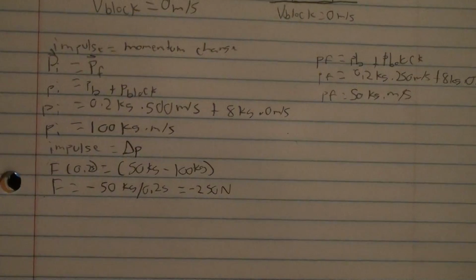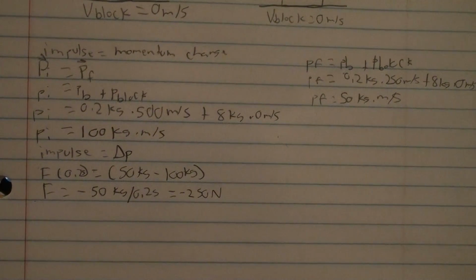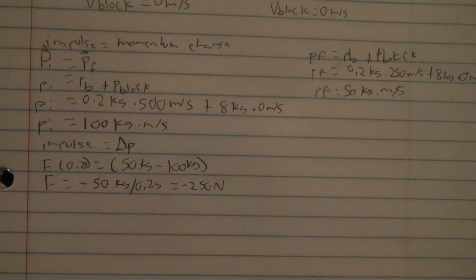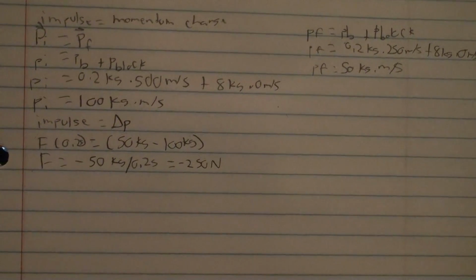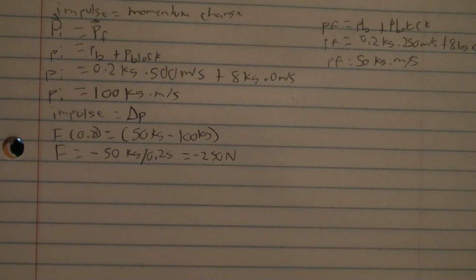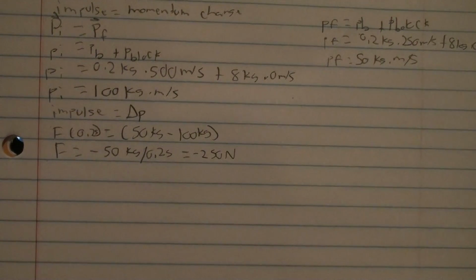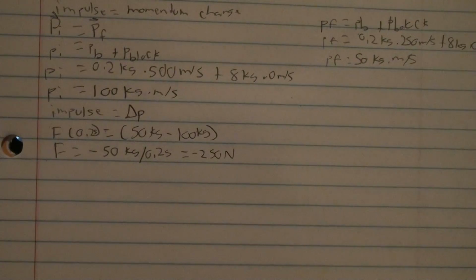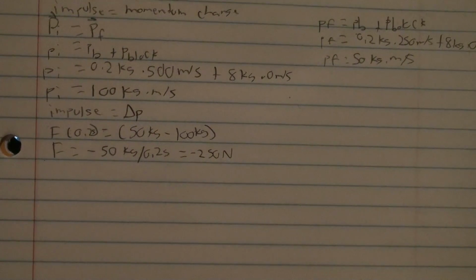And now again, if we refer to our impulse momentum equation, it is that the impulse is equal to the change of momentum. So all I did here was plug in my values for that equation. And I get that F times 0.2 seconds is equal to 50 kilograms minus 100 kilograms. And solving for F, I get that F is equal to negative 50 kilograms divided by 0.2 seconds, and that is negative 250 newtons. Now this means that the resistance of the block to the bullet is negative 250 newtons.